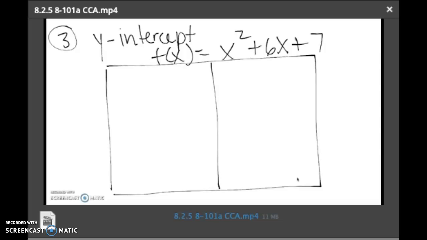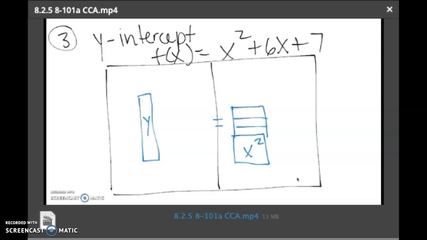So f of x is another way of saying y, so I'm going to just have one y tile on the left, and on the right, I've got an x squared tile. And we always want to put our x squared tiles in the bottom left-hand corner. And then now I have 6 x tiles. So since I'm making a square, I need to split those in half and put half of them above my x squared tile and half of them to the right of my x squared tile.